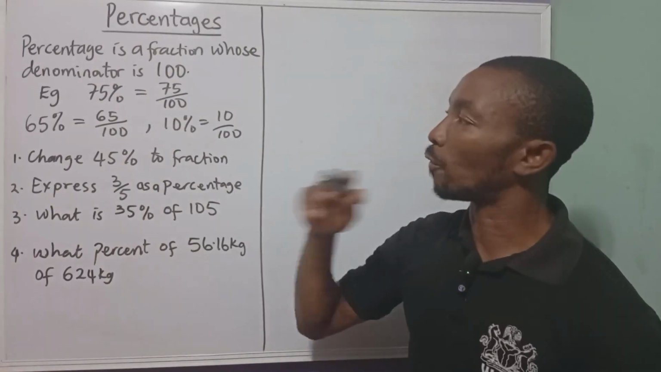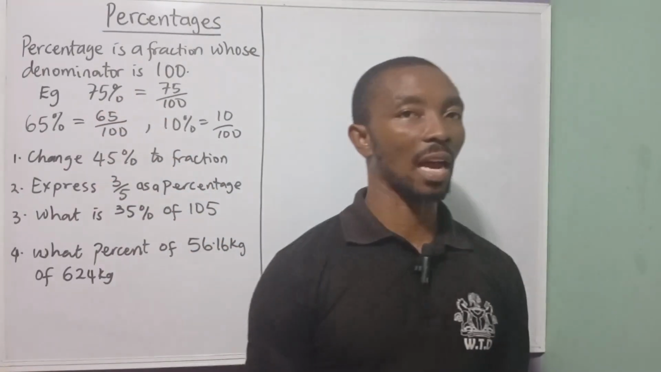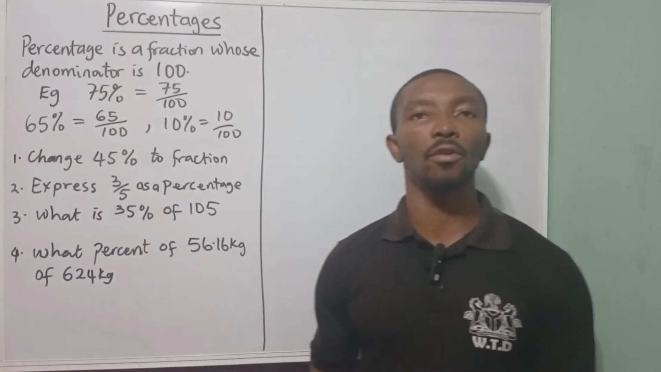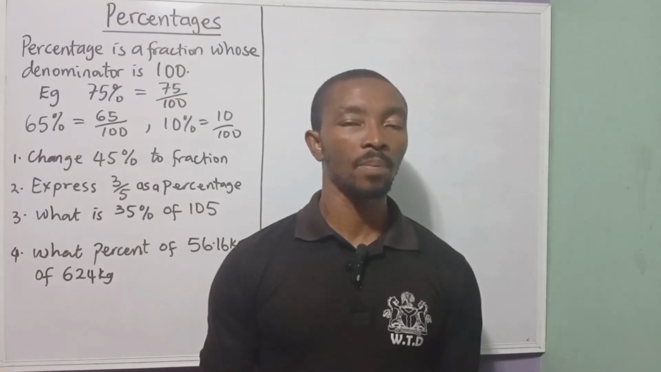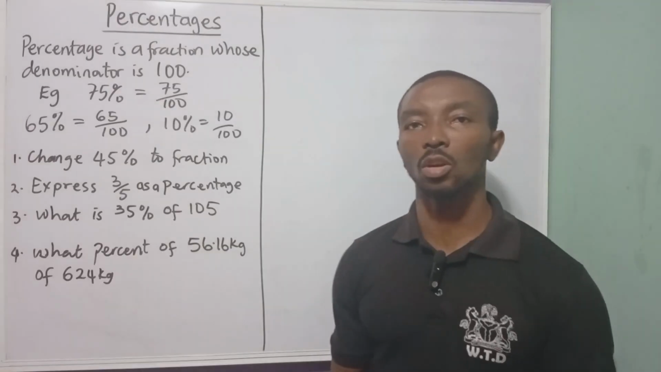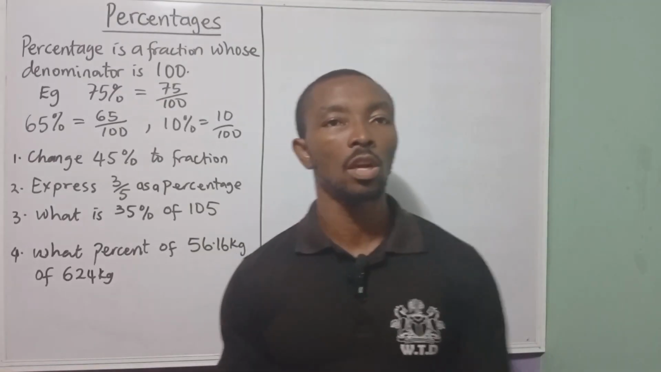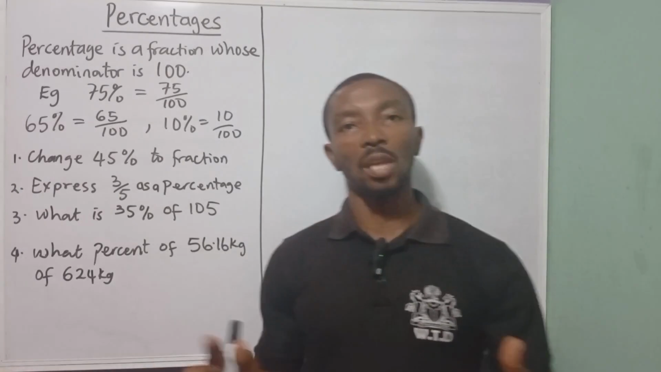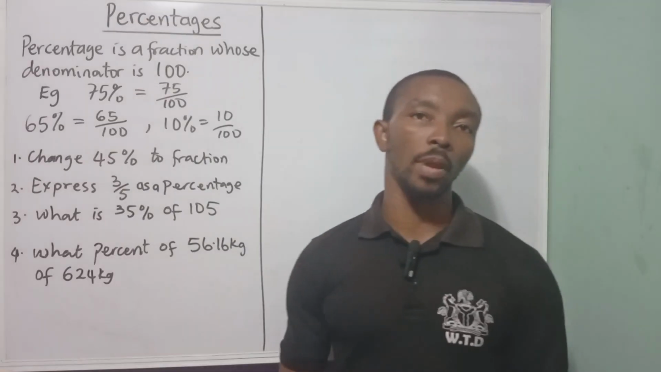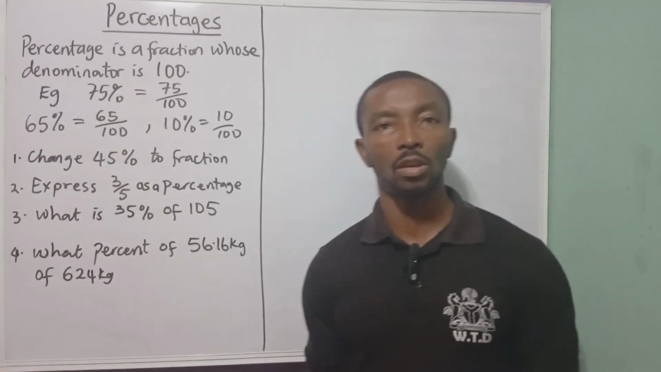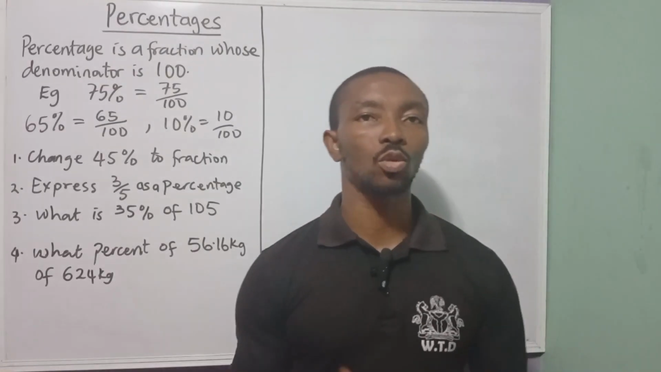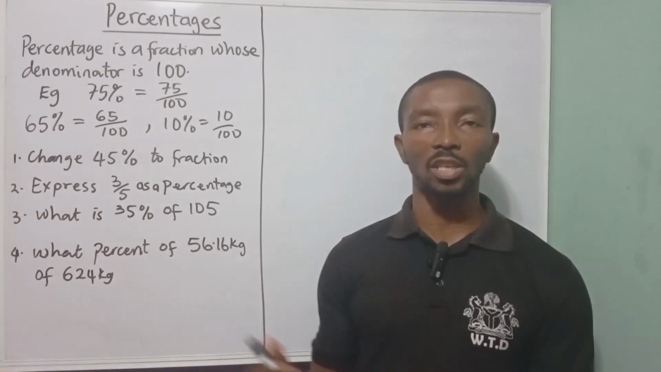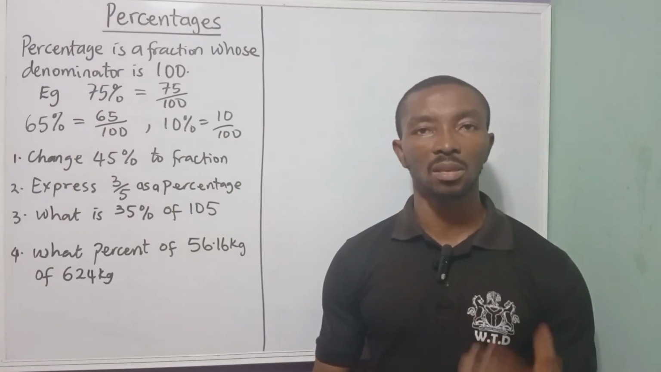Now if we want to express 75% as a fraction, that will be 75 over 100. If we want to express 60% or 65%, it will be 60 over 100 or 65 over 100. 10% as a fraction will be 10 over 100. 20% as a fraction, 20 over 100. In all this, we ensure we bring those fractions down to their lowest terms.